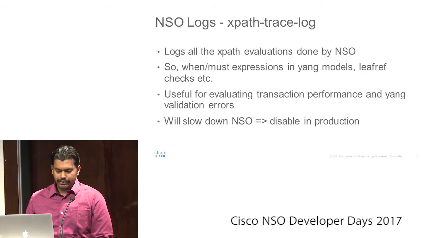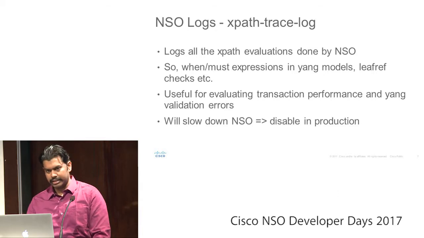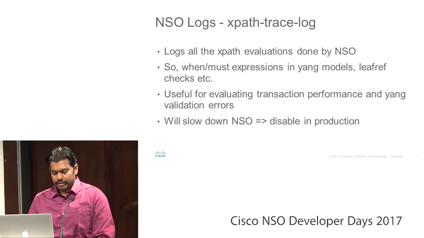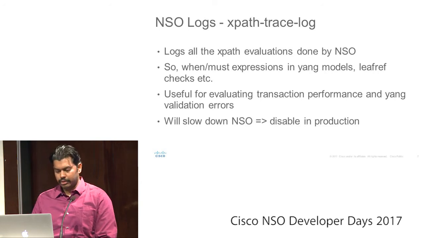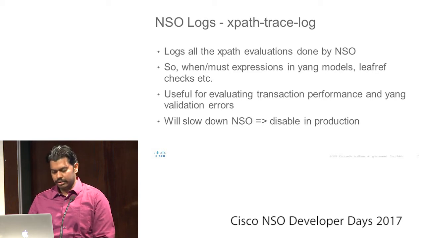It's very useful for evaluating validation failures and transaction performance. If a commit is taking a very long time, you can almost be sure that it's because of XPath evaluations, or at least it's one of the big causes for huge delays in transaction performance. But you need to use it with caution because it will slow NSO down. So when you're debugging, it's very useful to turn it on, but in production, it's advised to turn it off.